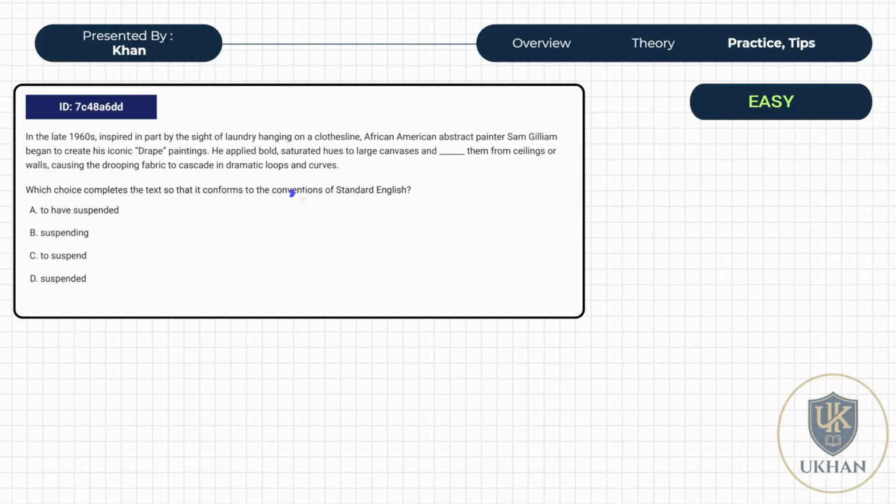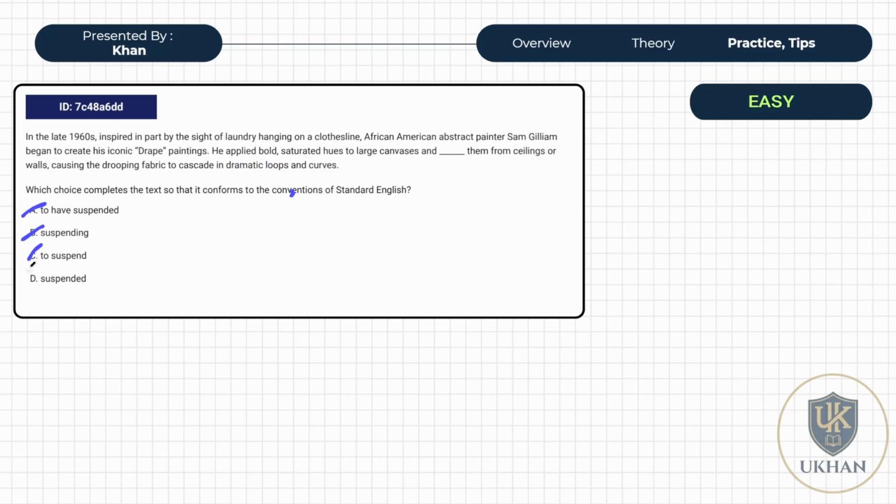So step four is to eliminate, right? So to have suspended, that's non-finite and it doesn't match applied, so it's not going to be A. B is suspending, so that's a participle, it's non-finite, so that's going to be gone. Again, if you don't understand what I'm saying, I highly recommend that you look through the basics and search up the difference between non-finite and finite verbs and whatnot, right? So C, to suspend, that's another infinitive. That's not going to be the answer. And D is suspended, that's past tense and it's a finite verb and it matches applied perfectly.